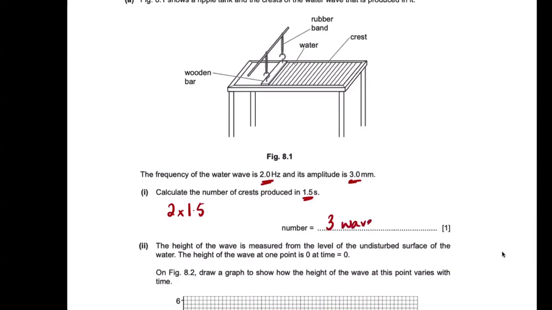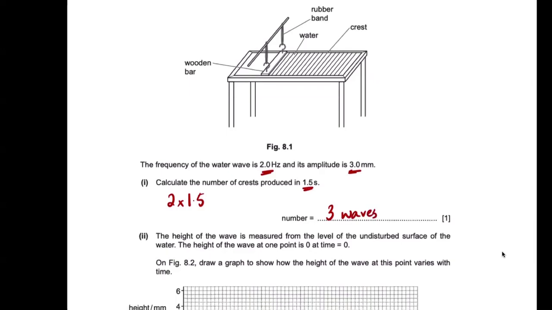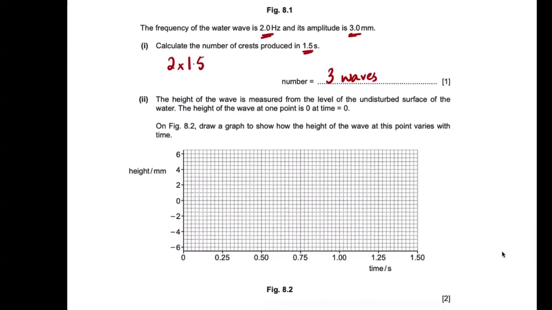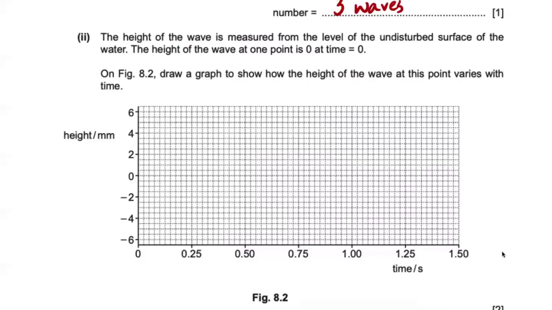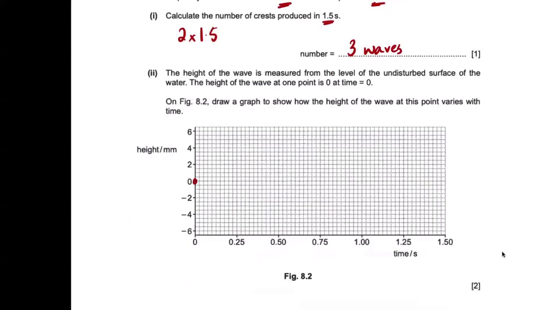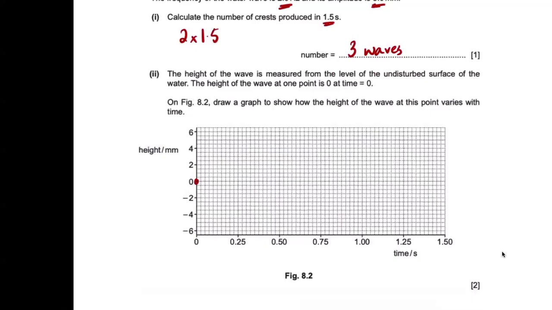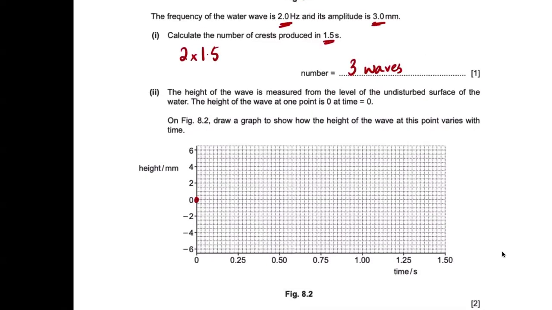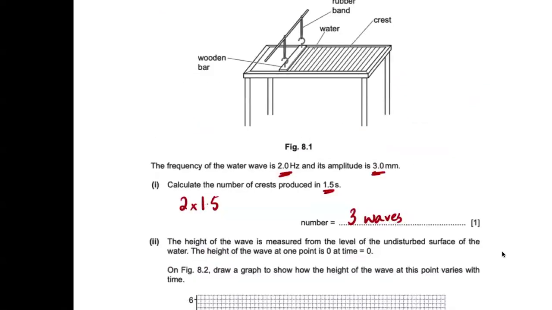Right? Simple unitary method. Height of the water wave is measured from the level of the undisturbed surface of the water. Height of the wave at one point is 0 at time t equals 0. So we know the starting position is going to be this. And then it says draw a graph to show how the height of the wave at this point varies with time. All right, so I know the amplitude as well, so it's 3 mm.